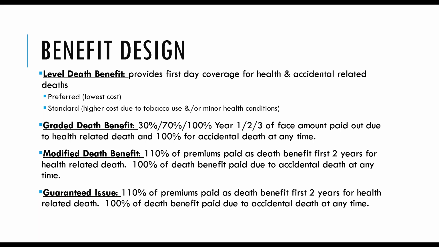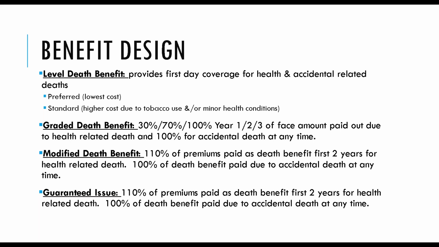The only difference between preferred and standard with level is the pricing. Preferred generally is the lowest cost, and standard is generally a higher cost due to either tobacco use and/or minor health conditions. Graded is going to be the next level, and the way that graded benefit will work is in the first policy year, 30% of the death benefit will be paid out if it's a death related to health, 70% in the second year, and then beginning on the first day of the third year, so that's 24 months and a day, 100% of the death benefit will be paid out for a health-related death. And at any given time, 100% will be paid out for accidental death.